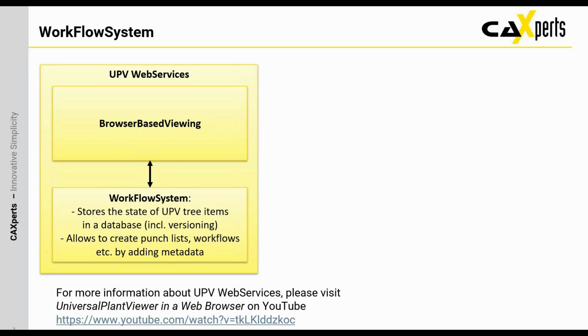even by adding metadata to these items. The workflow system got integrated into the UPV web services, which means it's bundled with the browser-based viewing. So you would usually just set up the web services on your server, and you've got the browser-based viewing, which is the viewing possibility for UniversalPlantViewer in a web session, combined with the workflow system. We had another webinar about the web services a couple of days ago, so please visit this YouTube video if you haven't seen that session, because there we talk about the browser-based viewing and how this integrates into the web service.